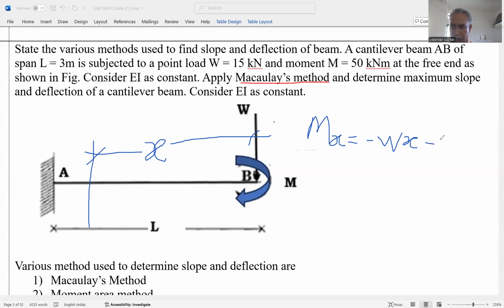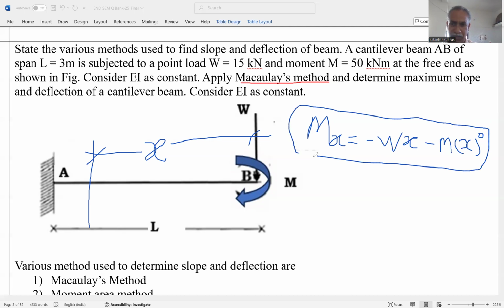So M, that is 50 kilonewton meter, multiplied by x to the power 0. We know that when we put the power 0 to any variable, its value is 1, and that's why we get the same answer. Minus M into x to the power 0, we get minus M. But from Macaulay's method, we have considered the role of x to the power 0.